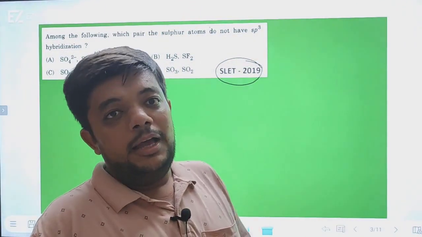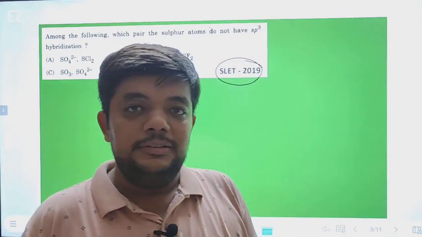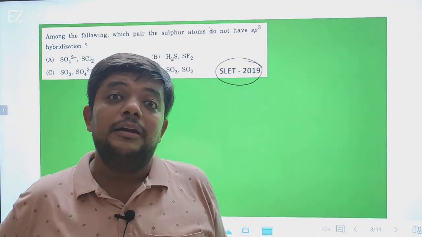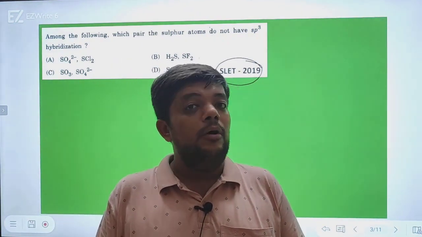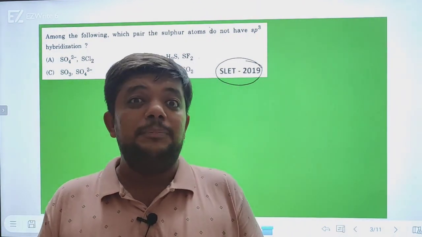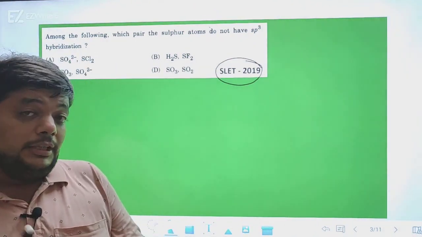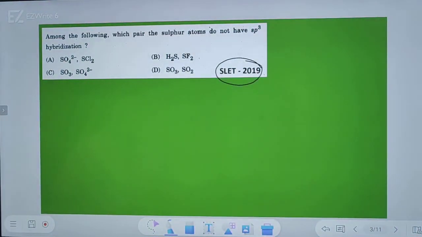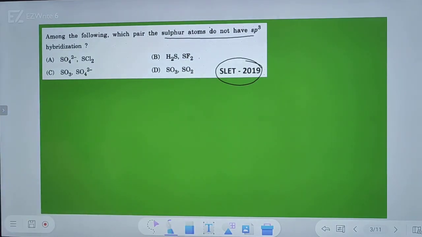Friends, I have always been telling everyone and anyone that hybridization, fundamentally your +2 topic along with the undergrad chemistry topic, that is molecular structure and chemical bonding, is one of the very important concepts in inorganic chemistry, because questions do come from it, because it has a lot more concepts to be learnt and to be taught. So let us move ahead. Among the following, which pair of sulfur atoms do not have sp3 hybridization?